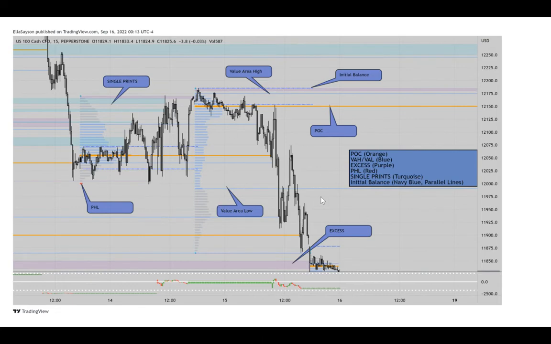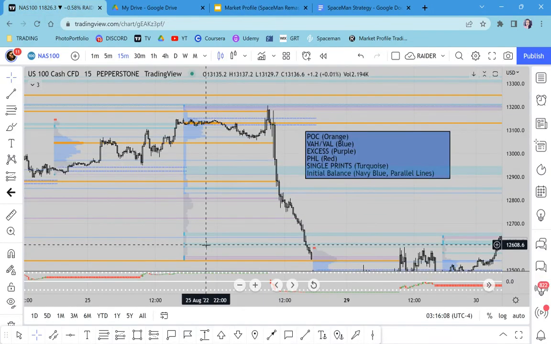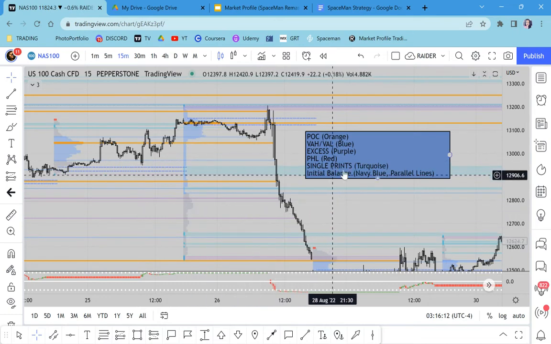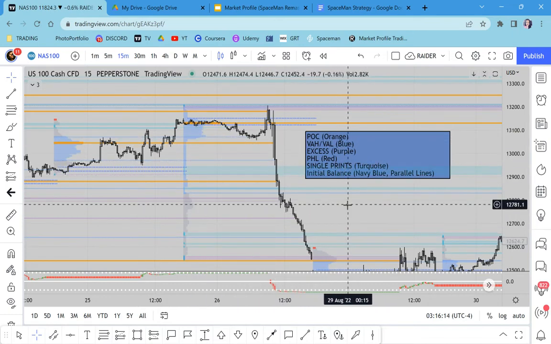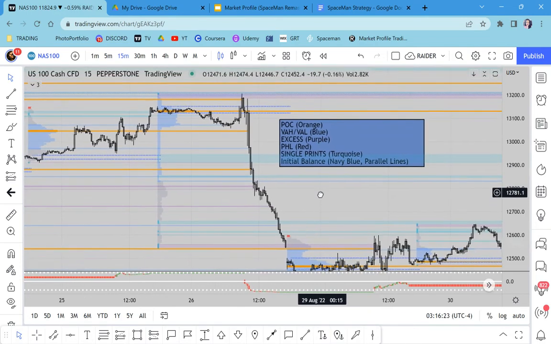It all just depends on what other confirmations that you have as well. So what we're going to do is we're actually going to look at some more examples on the charts. I have already pulled up August 25th and 22nd. I have a little bit of a cheat sheet right here, just as a reminder of what we're working with, so that we remember what the colors all mean, and so forth.